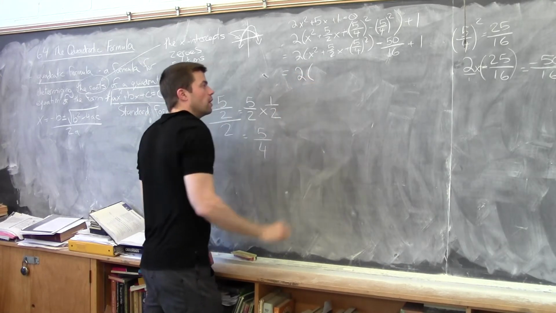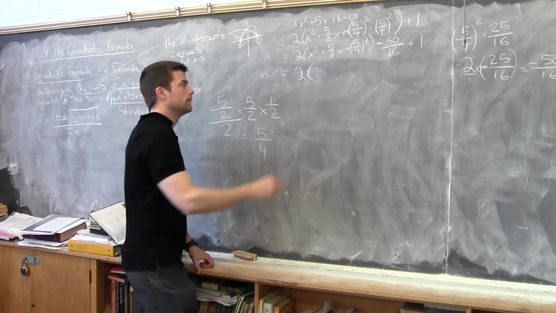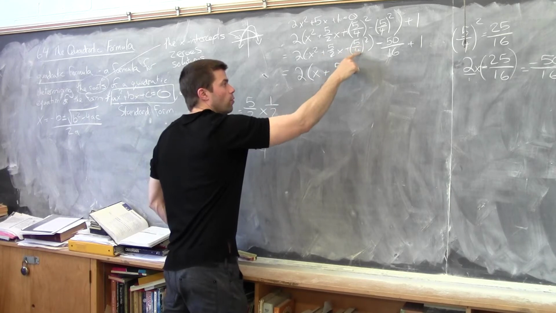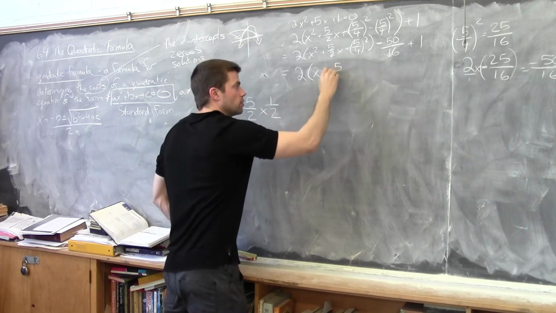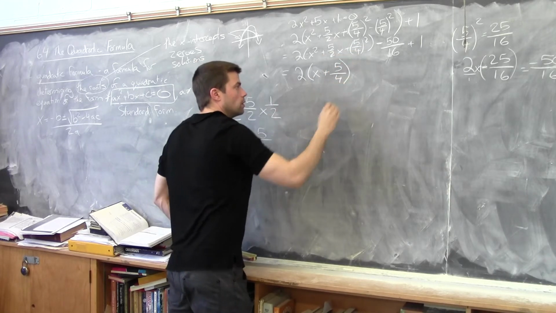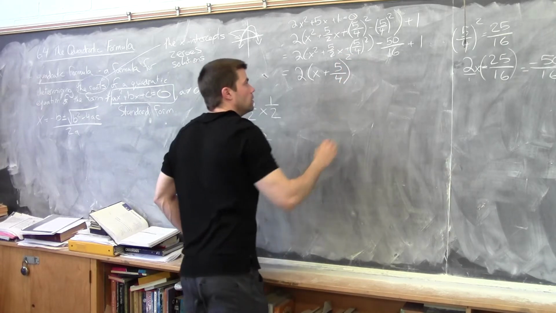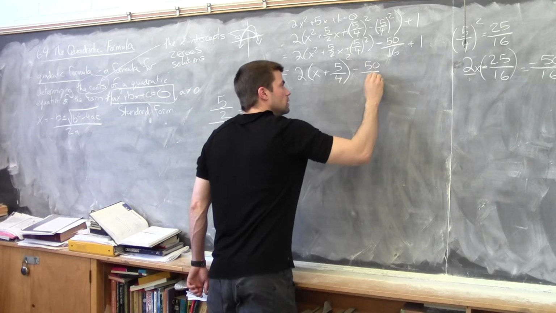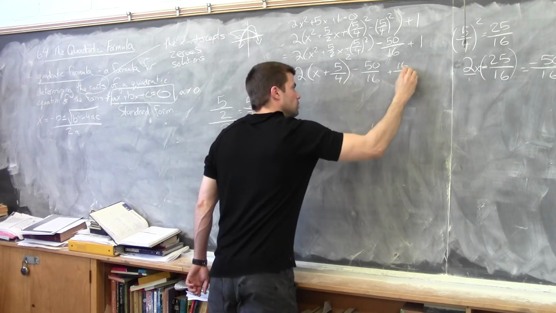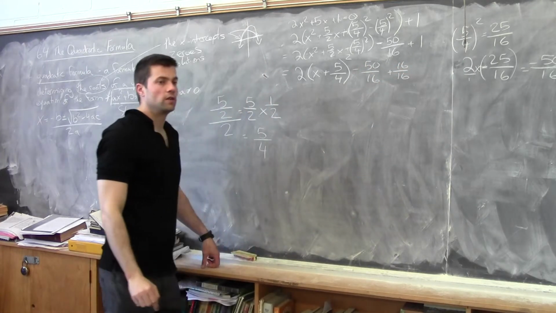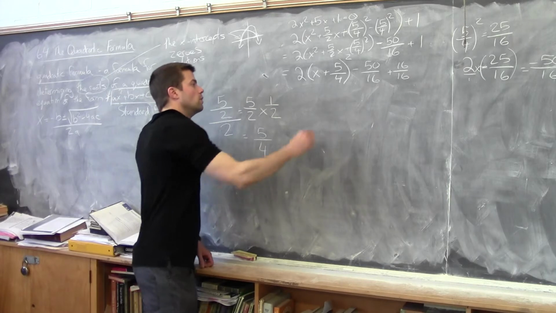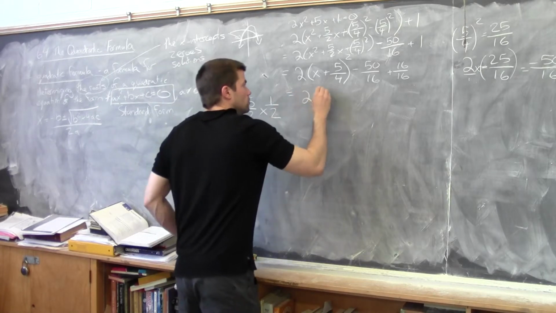Leave the 2, right? And now? X plus 5 over 2. No, plus 5 over 4, right? The square root of the n term. Over 4 squared. Good. And then minus 50 over 16 plus 16 over 16. Okay, just converting the 1 to 16 over 16. Any questions? No? All right, moving on.